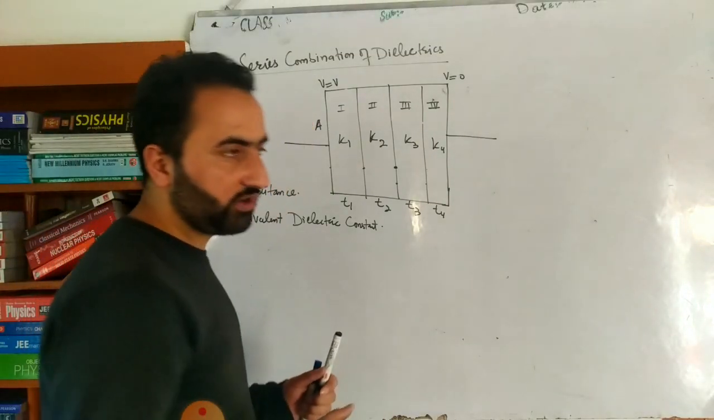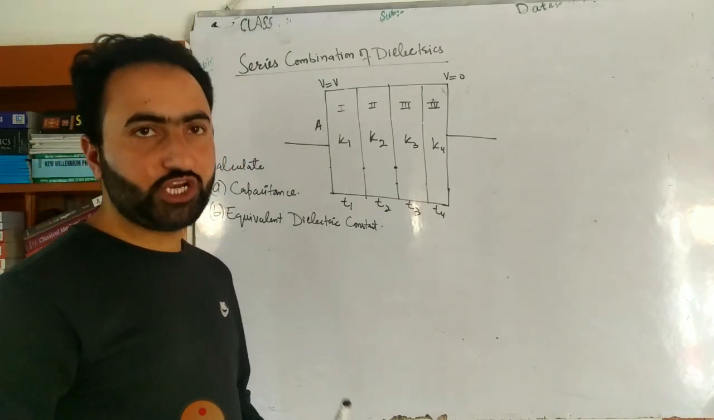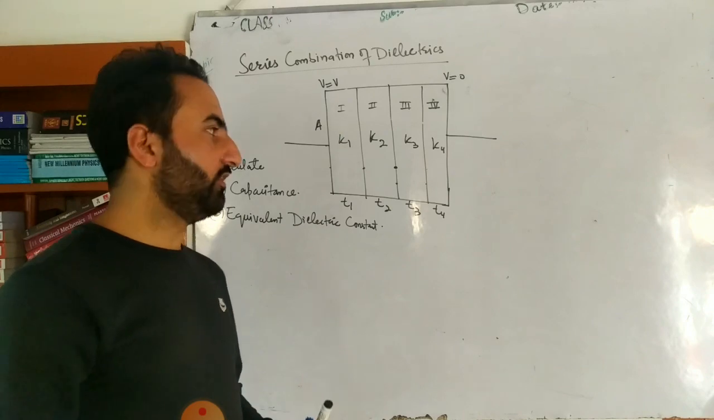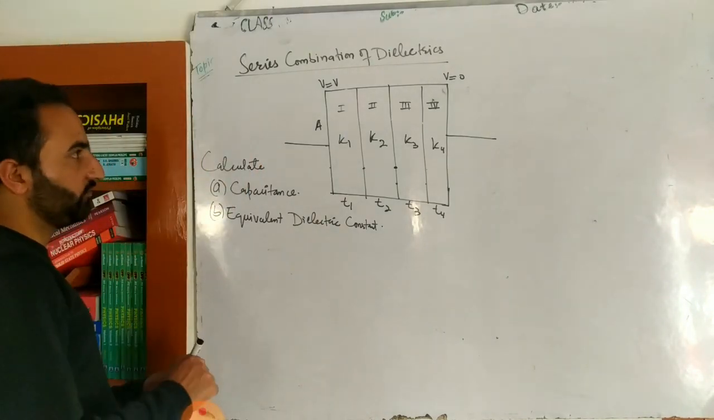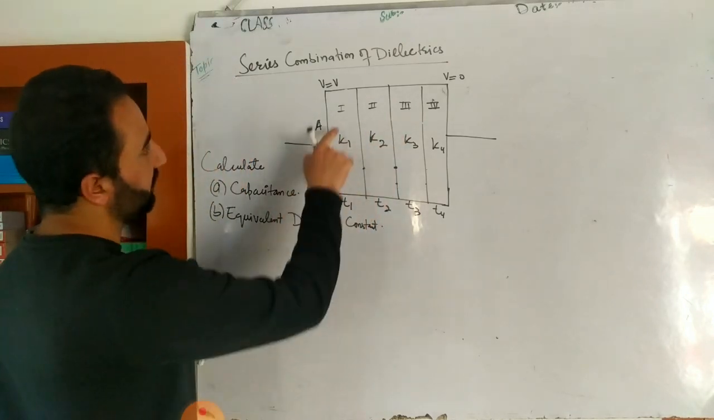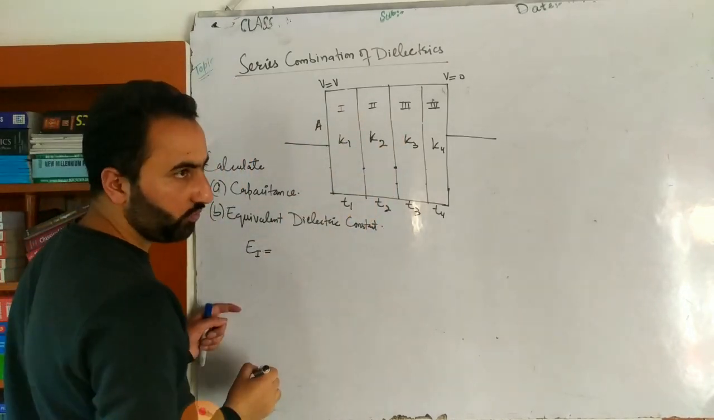Okay. So again, what's the procedure? The procedure is like this. First of all, calculate the field. From the field, calculate the potential. Then calculate Q divided by V. Once you are done with Q divided by V, that will be equal to capacitance. Okay, let's first of all calculate the electric field in the region number first.